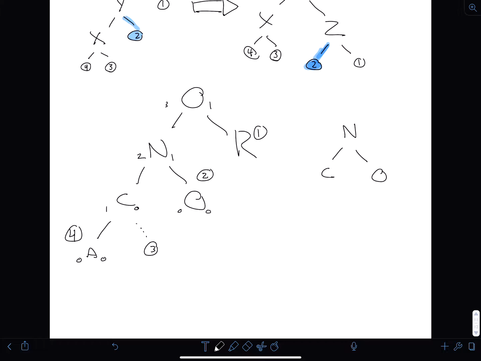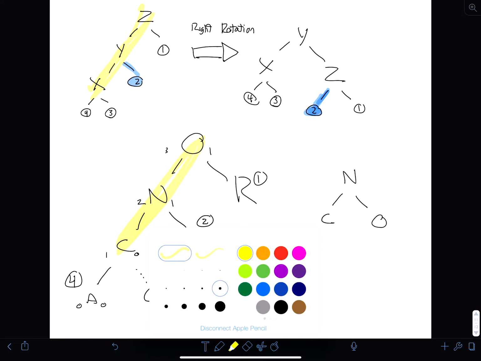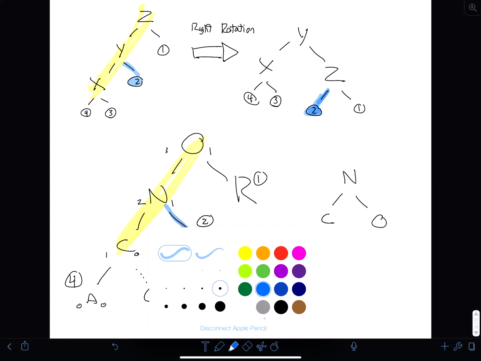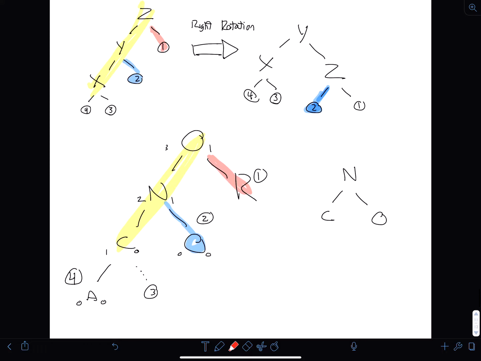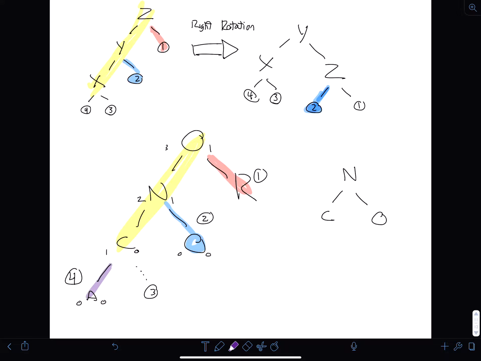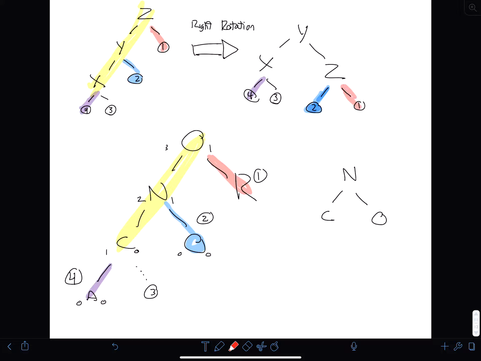Do you concur? Might be easier if we highlight it. There's that, which represents this. And then there is this, which represents that. And maybe we use another color for this one, which represents that one. And then, what color haven't we used? Purple, which represents that one. Okay? Like that.